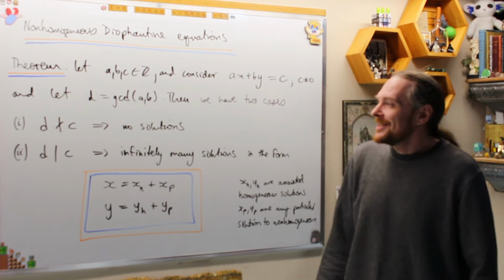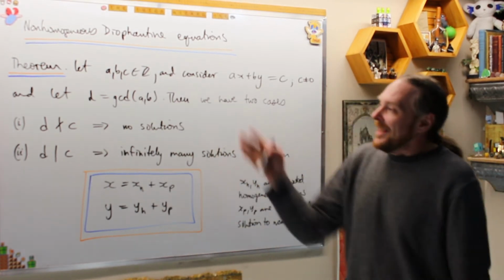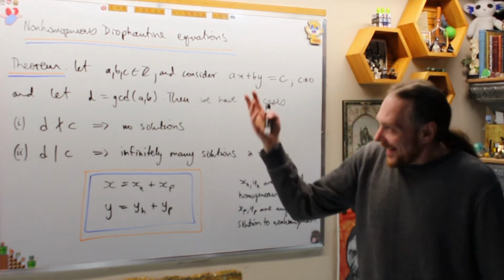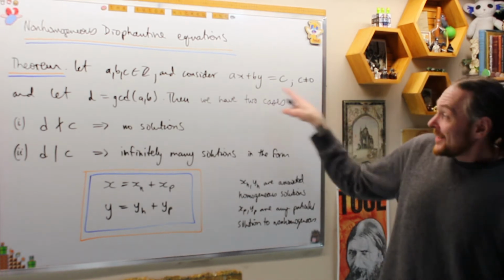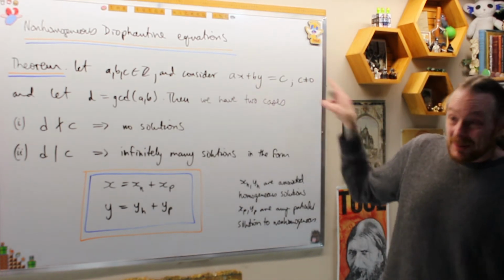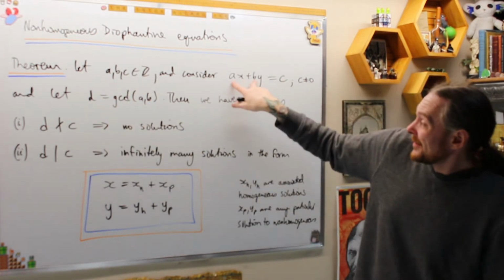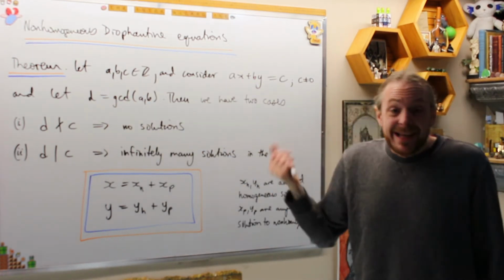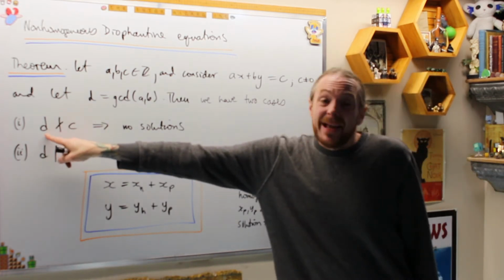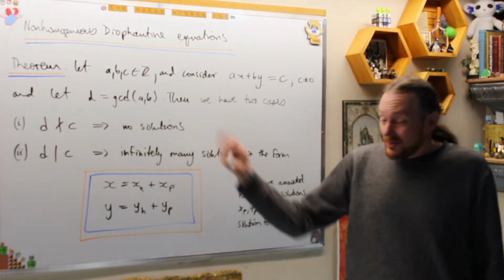All right, for the non-homogeneous case, here is the first theorem. Let a, b, c be any integers, and consider the non-homogeneous Diophantine equation ax plus by equals c, and let d be the greatest common divisor of a and b. Then we have two cases. If the greatest common divisor of a and b doesn't divide c, there are no solutions.